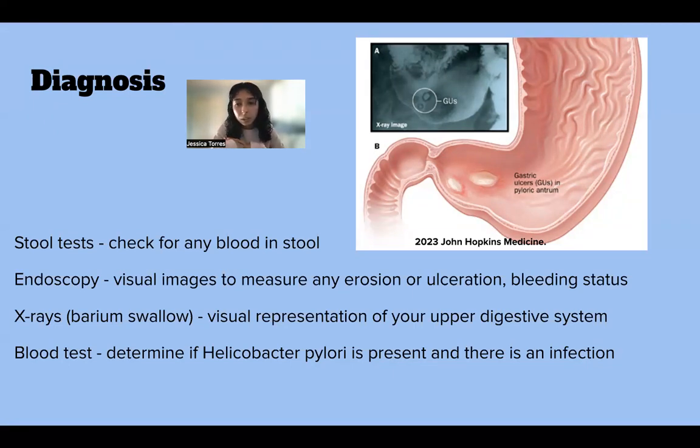An X-ray series can also be used with the barium swallow. Barium is a liquid substance that helps to illuminate any ulcers. If you see the image on the right, that is an example of a barium X-ray series. Usually when those are given, a laxative is also prescribed to ensure that your digestive tract is cleared. And blood tests determine if Helicobacter pylori is present and that there is an infection.